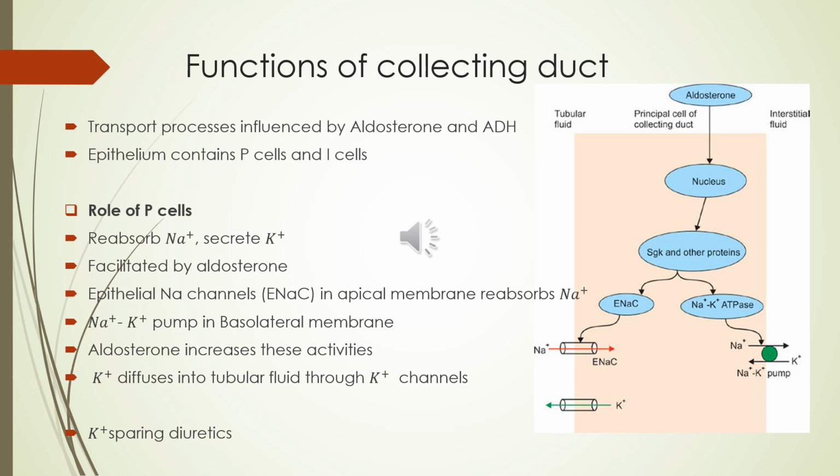So it decreases the potassium secretion into the tubular fluid. As the negative charge in the lumen is reduced, the potassium secretion into the tubular fluid is prevented or reduced. Thus, the potassium excretion in the urine is decreased, and therefore they are called potassium sparing diuretics. They reduce the excretion of potassium in the urine. Okay, so these potassium sparing diuretics will be targeting these epithelial sodium channels.